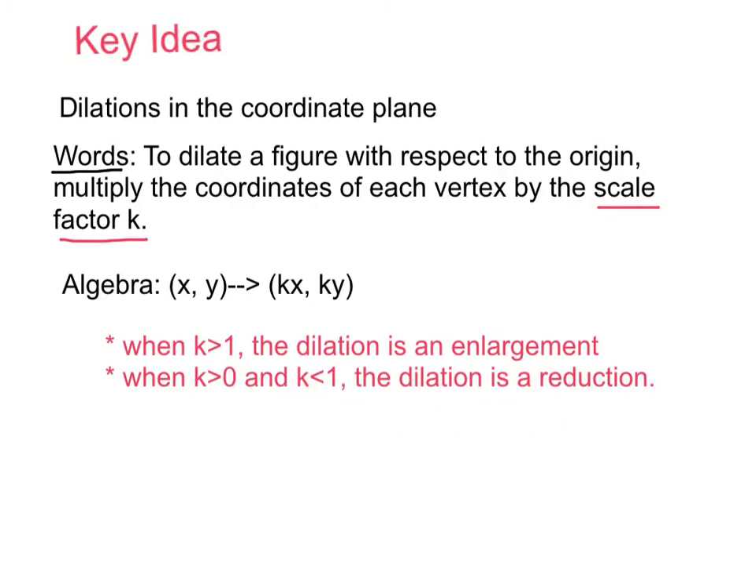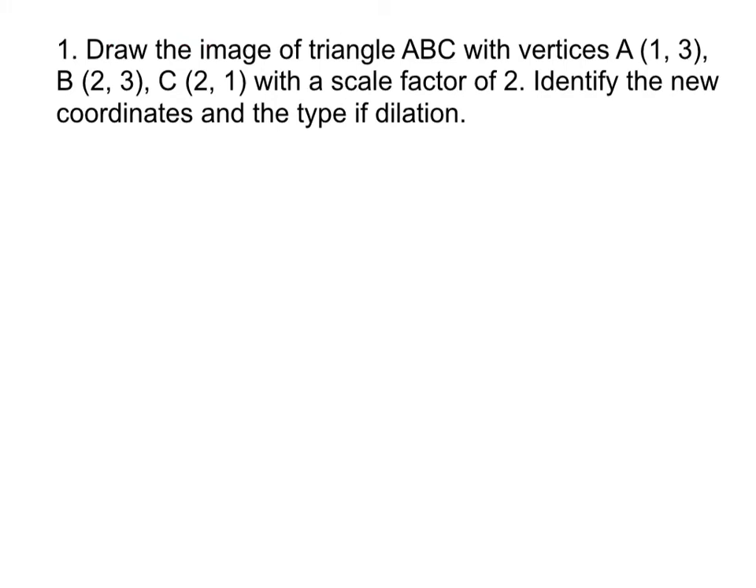So let's do an example. Here is our first example. Draw the image of triangle ABC with vertices A(1, 3), B(2, 3), and C(2, 1) with a scale factor of 2. Identify the new coordinates and the type of dilation.